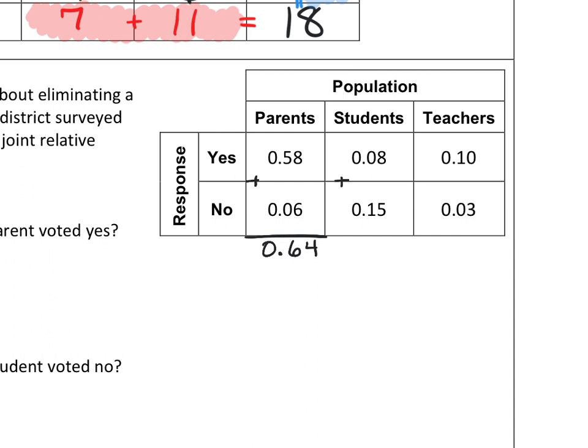Okay, we need the total number of students or total percentage of students. How many people surveyed were students? So 0.08 plus 0.15, 0.23, or 23% of the surveyed people were students. What percentage were teachers? 0.13, so that's 13% of the people surveyed were teachers.